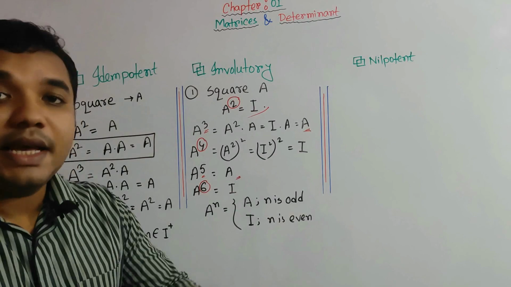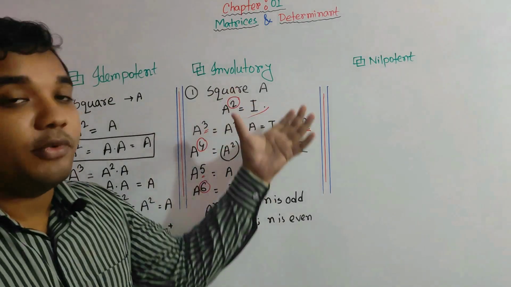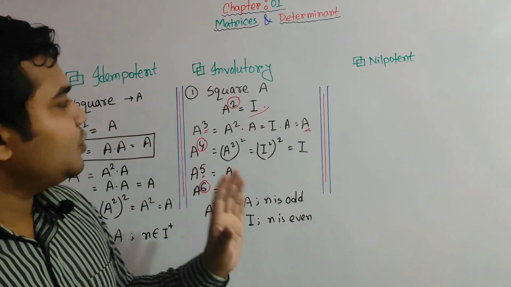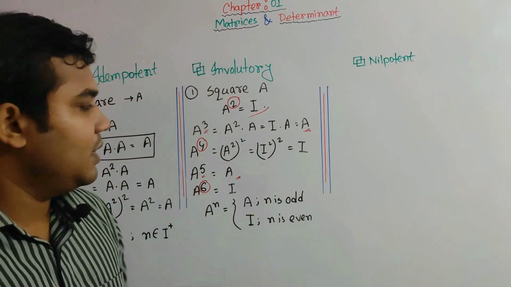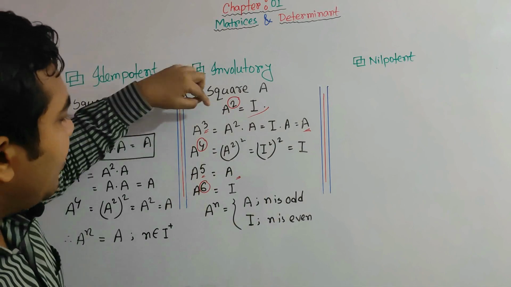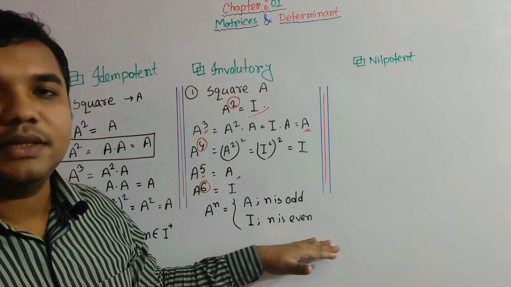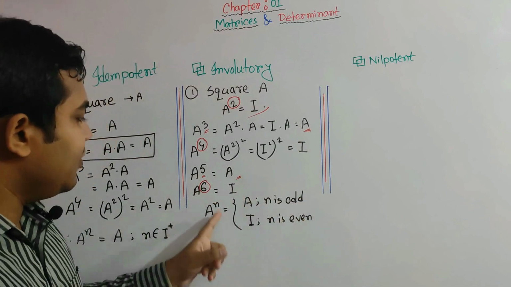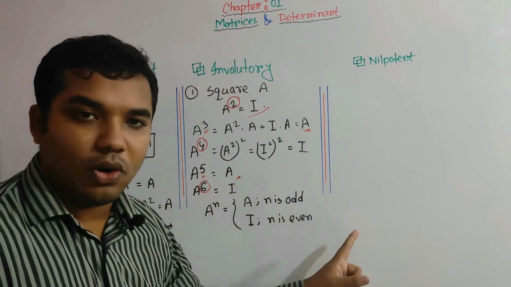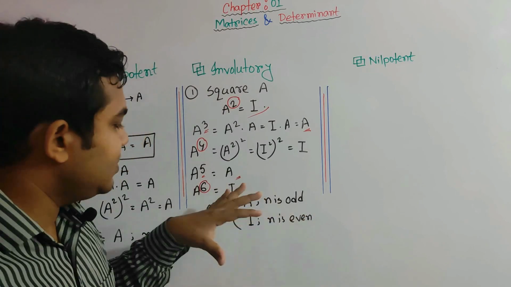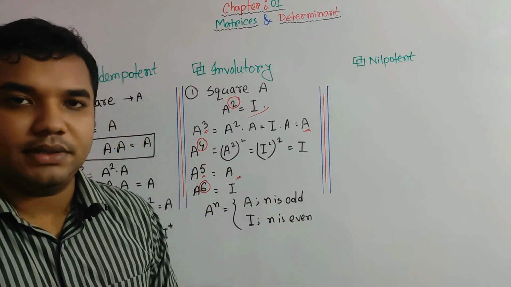If we think precisely about what the involutory matrix actually is, then a matrix should be involutory if our square matrix A satisfies this condition, where A to the power n equals A when n is odd, and A to the power n equals I if n is even. That is called the involutory matrix.